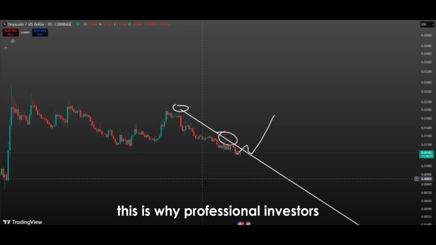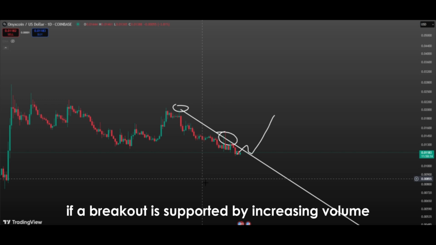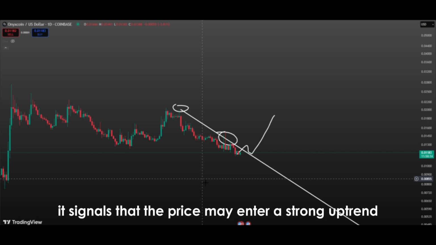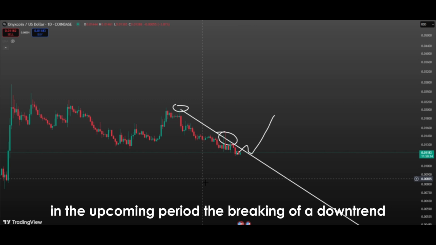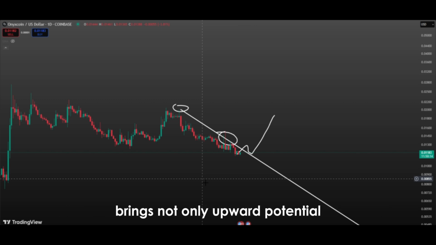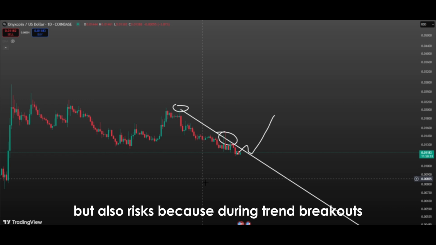This is why professional investors always evaluate trend breakouts together with volume. If a breakout is supported by increasing volume, it signals that the price may enter a strong uptrend in the upcoming period. The breaking of a downtrend brings not only upward potential, but also risks.